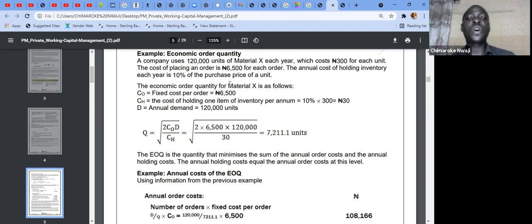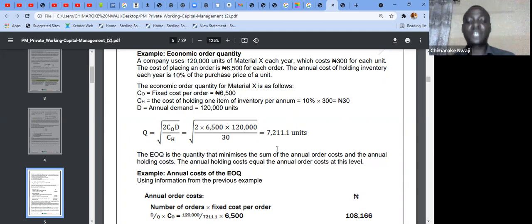The economic order quantity, analyze that. So look at this formula: 2 multiplied by CO times D, all over CH, and the square root of all this gives you 7,211.1 units. This is the quantity you are going to take per order. It means that each time you make an order, this is what you order.